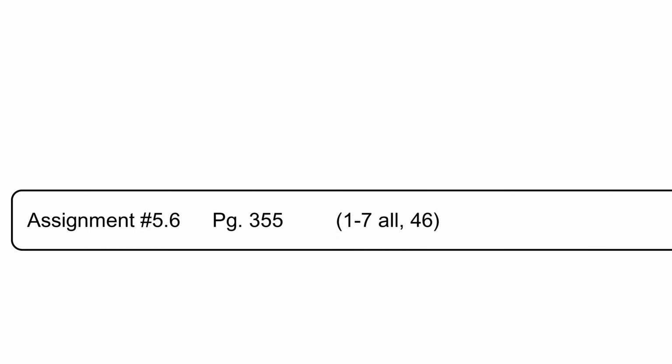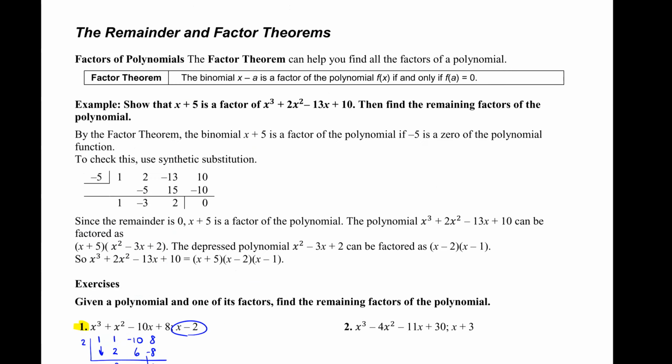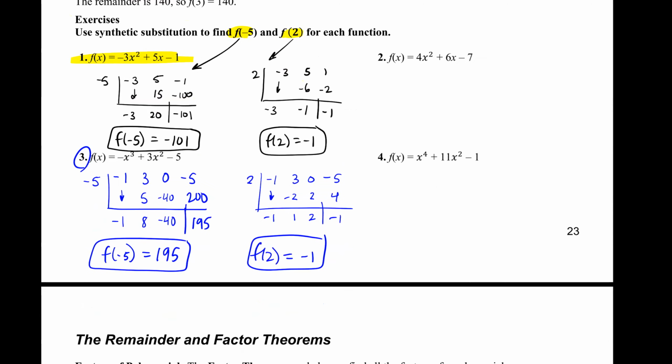So we went over 5.6, then we went over some example problems. The 4 I went over are just like the quiz. All I do is change it up a little bit. I give you 2 problems just like this, where you use synthetic substitution, and each one has 2 numbers to find, so you plug in 2 numbers here and 2 numbers here.